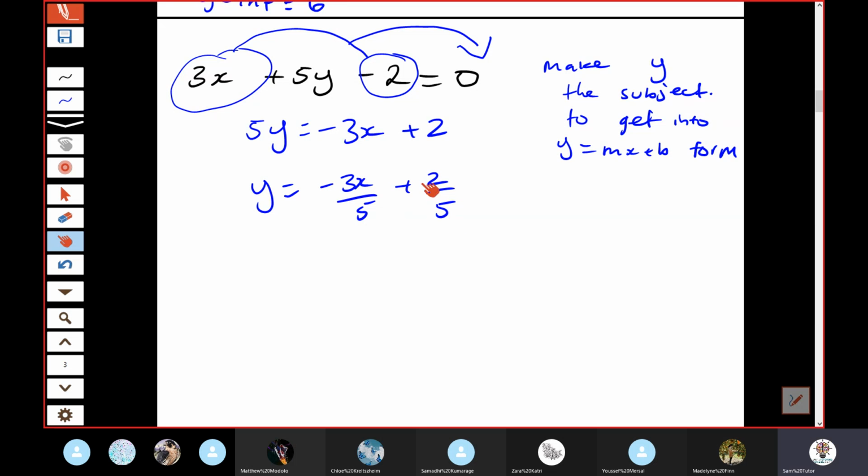Y equals mx plus b. What does m equal to? Negative 3 over 5. What does the y-intercept equal to? 2 over 5. Yeah? Please write that down. It's a good example.